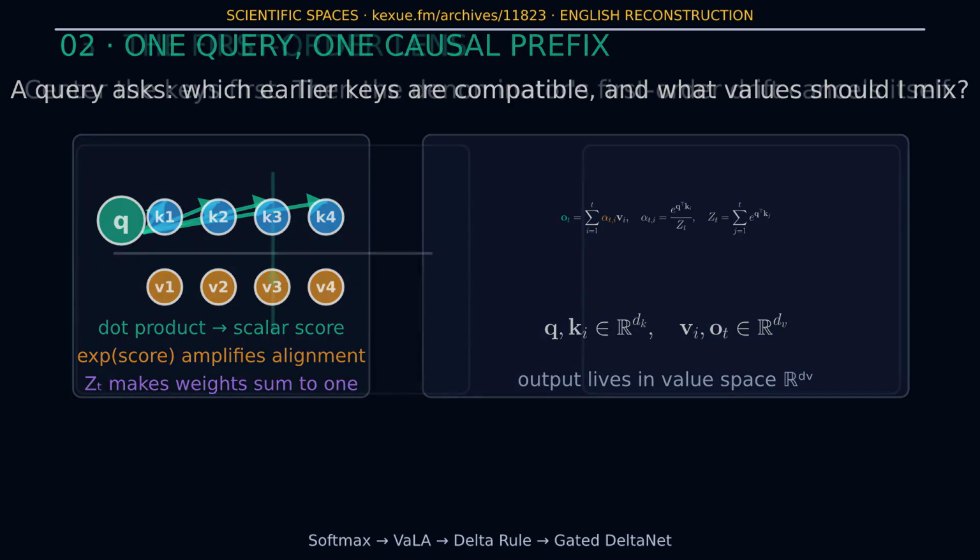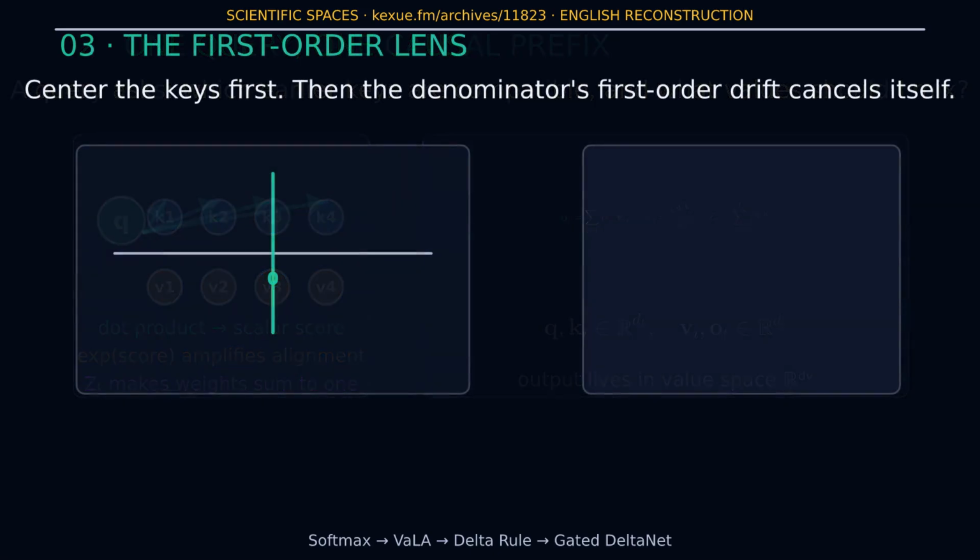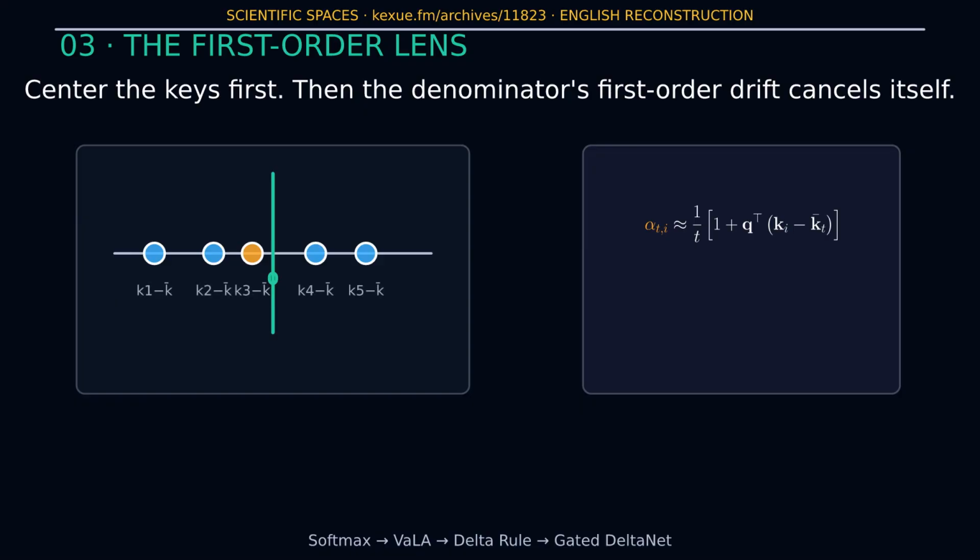Now, center the keys by their prefix mean. For a small centered logit, the exponential is 1 plus the logit, and the reciprocal normalizer has the matching first-order correction. Because centered keys sum to 0, the denominator correction cancels. The resulting weight is approximately 1/t times (1 plus q dotted with (ki minus the mean key)). This is a local Taylor expansion around a uniform distribution, not a claim that every attention logit is tiny forever.